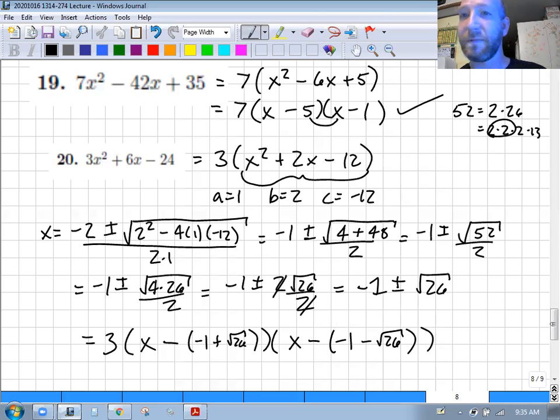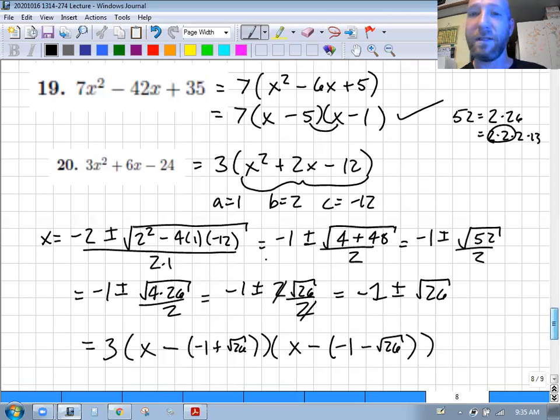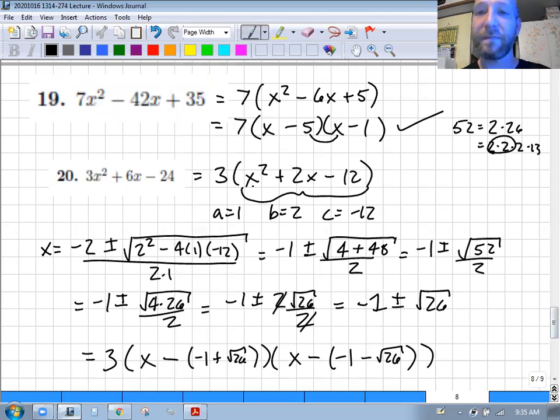Okay. Unless I did something wrong in my arithmetic here. Let's check it real quick. A is 1, B is 2, C is negative 12. Negative B plus or minus the square root of B squared minus 4AC, all over 2A. So negative 2 over 2 is a negative 1 plus or minus the square root of 2 squared is 4. A minus minus is a plus. 12 times 4 is 48. I got the square root of 52.